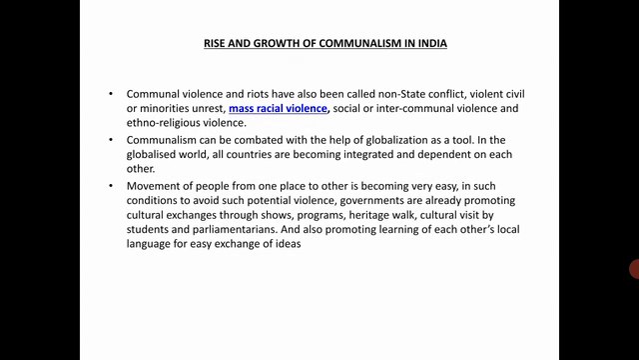My next topic is the rise and growth of communalism in India. We have already seen that the rise and growth of communalism have their roots in the history of India. We are very much aware of the divide and rule policy of the British, which was the main cause of communalism. The beginning of communalism can be traced back to the pre-independence period, during the revolt of 1857, which we describe as the first war of independence.